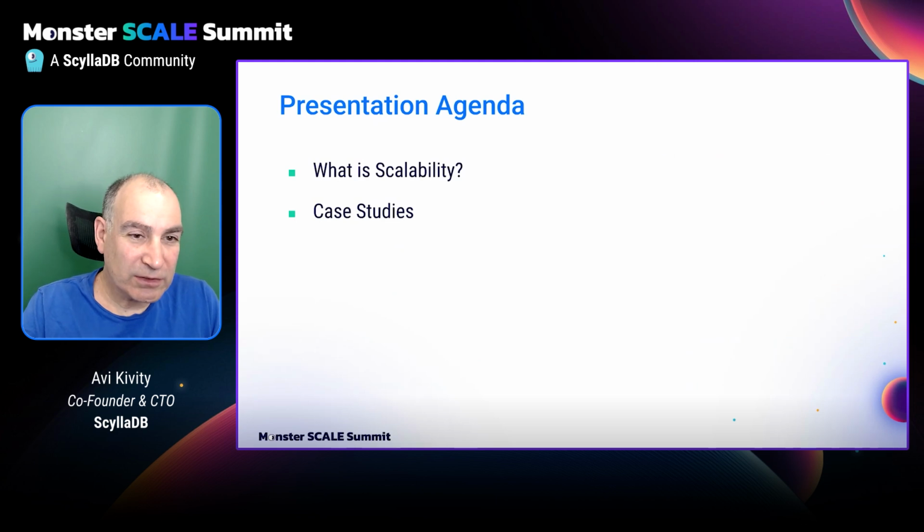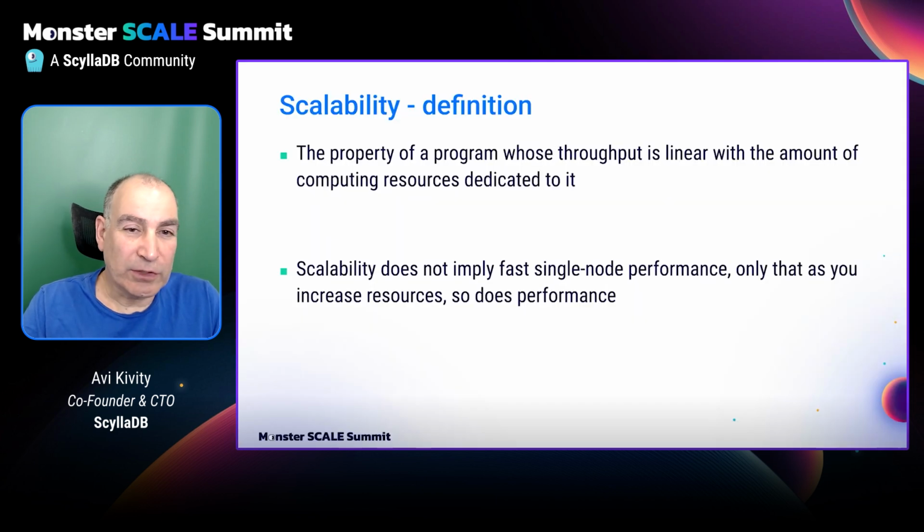So first we'll discuss scalability in general, and then we'll look at a few case studies from ScyllaDB itself. So what is scalability? Everyone knows that. It's the property of a program that as you add more resources, it goes faster. And it's expected to scale linearly. So you double the number of nodes, you expect double the throughput. And it doesn't mean that an individual node is fast. It just means that as you increase the number of nodes, then you get better performance.